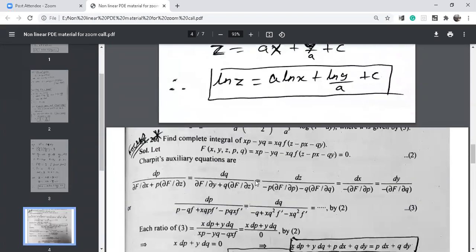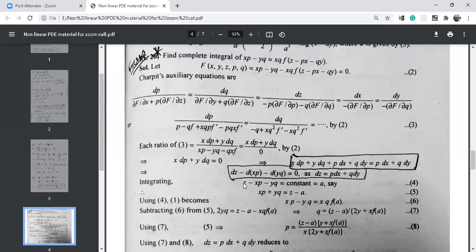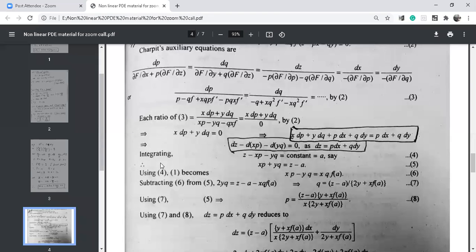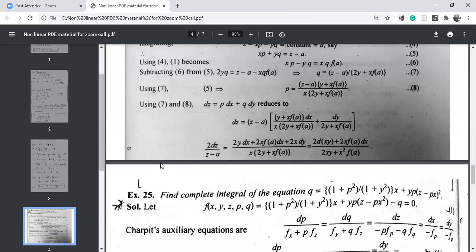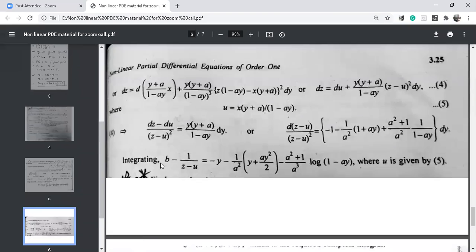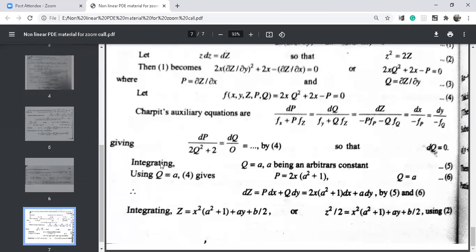And some tricks in Charpit. Like this one is a really tricky question. You should jot it down in your notes. Okay, so now we are open for questions. Please ask if you have any doubts.